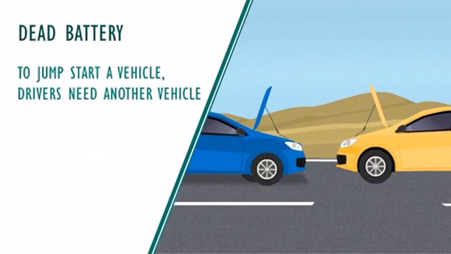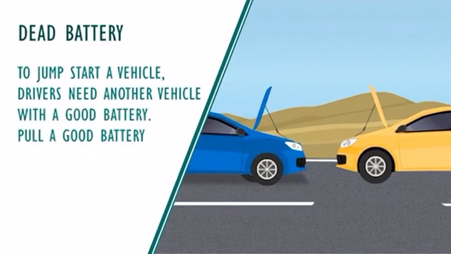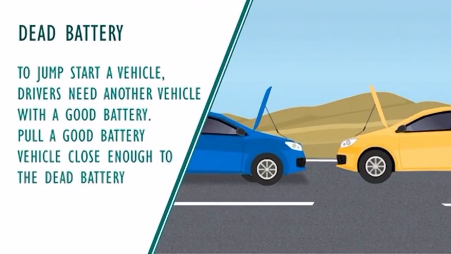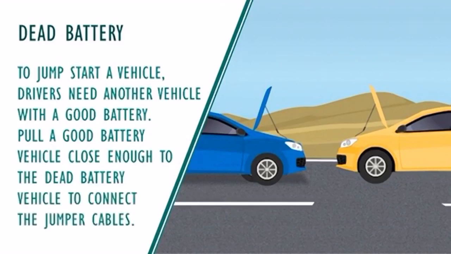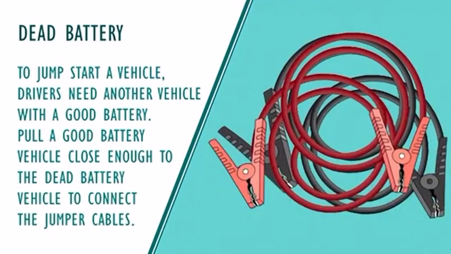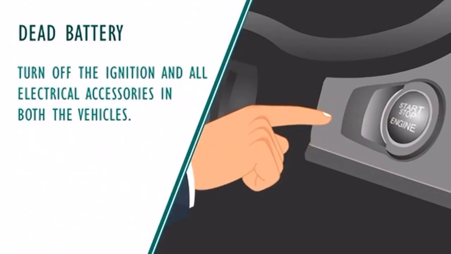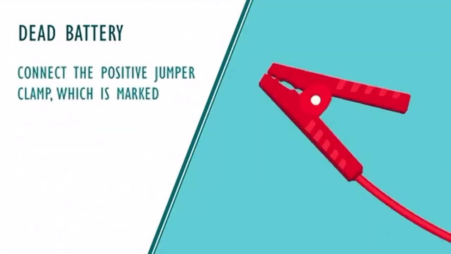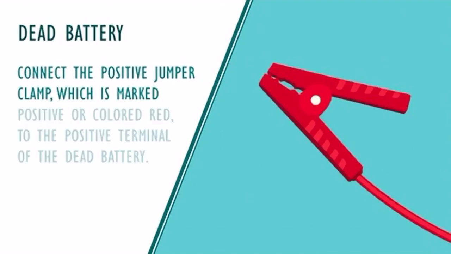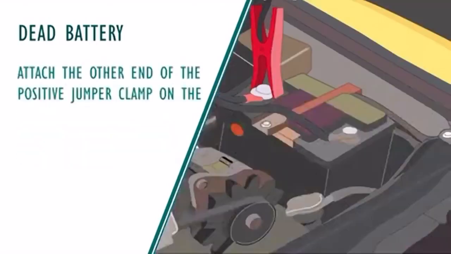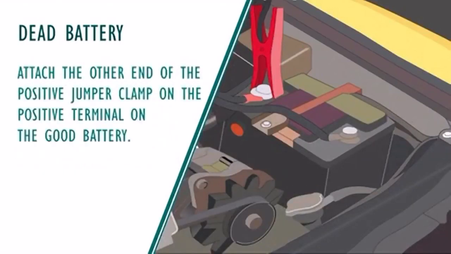To jump-start a vehicle, drivers need another vehicle with a good battery. Pull a good battery vehicle close enough to the dead battery vehicle to connect the jumper cables. Turn off the ignition and all electrical accessories in both the vehicles. Connect the positive jumper clamp, which is marked positive or colored red, to the positive terminal of the dead battery. Attach the other end of the positive jumper clamp on the positive terminal on the good battery.